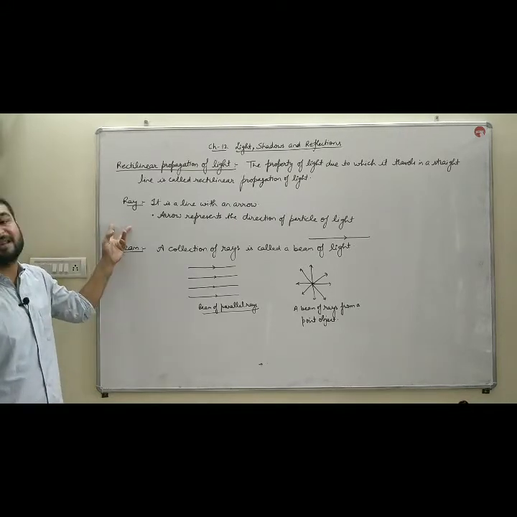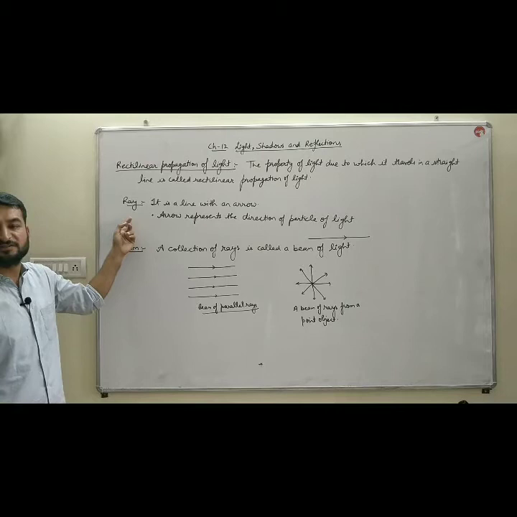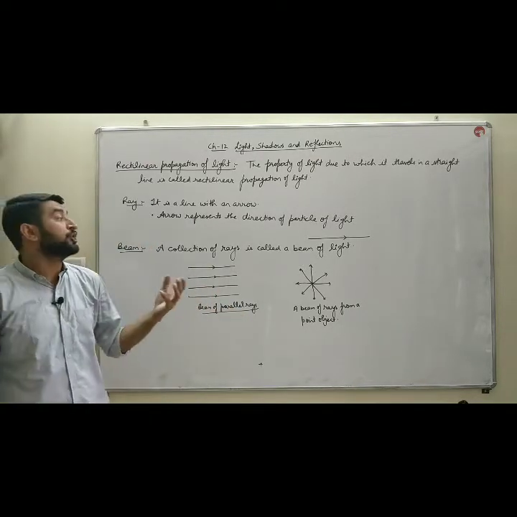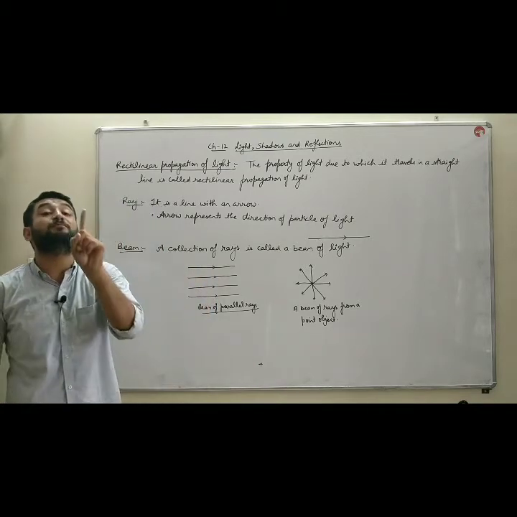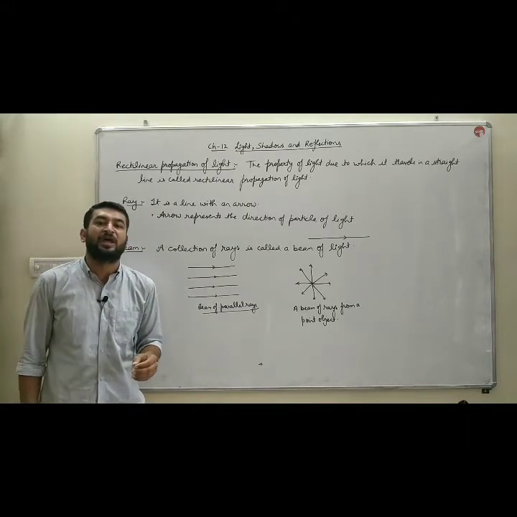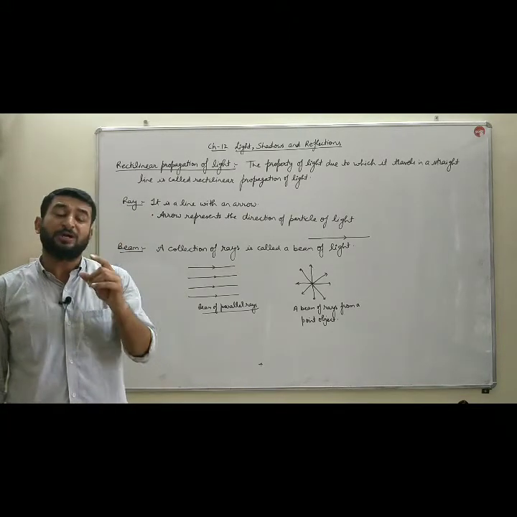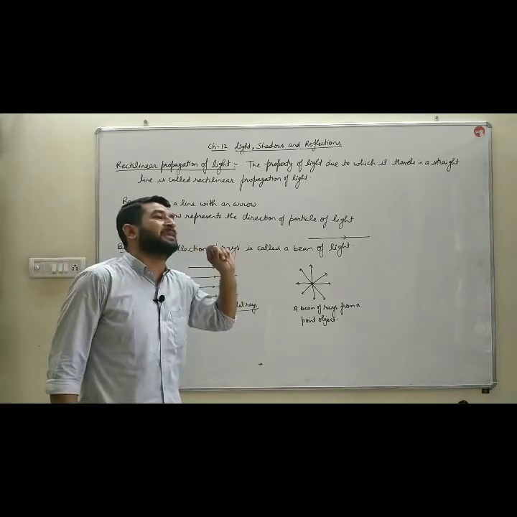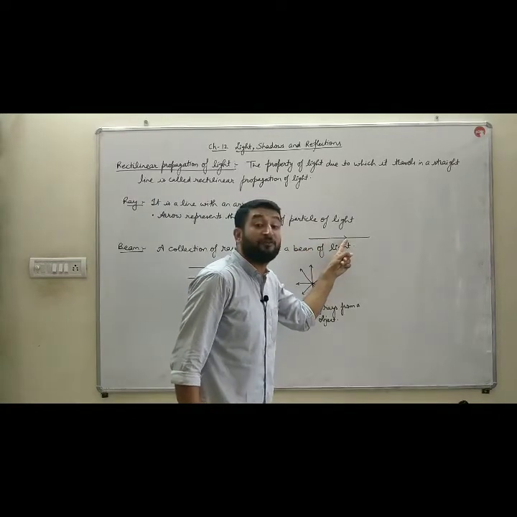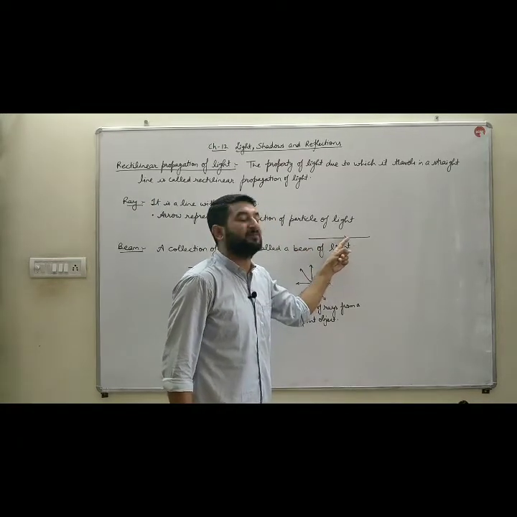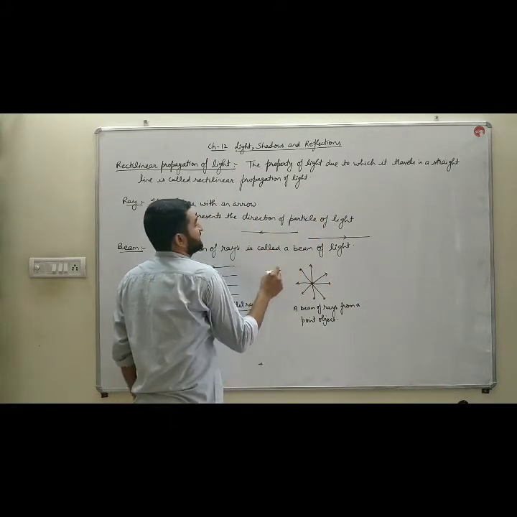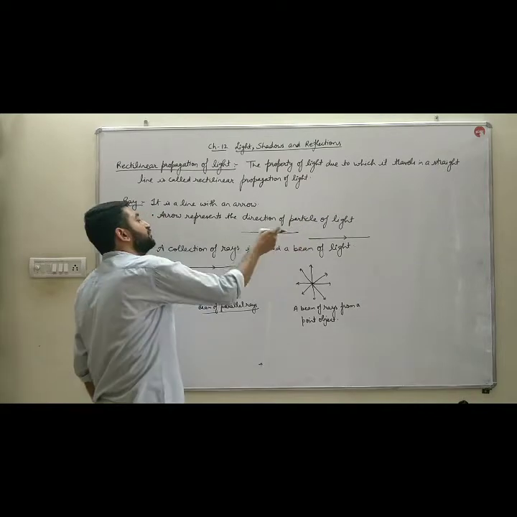Next we'll discuss what is a ray and what is a beam. What is a ray first? It is a line with an arrow, and that represents the motion of a single particle of light. Light is also made up of particles, and the particles are known as photons. So the motion of one particle of light is represented by a ray. The arrow of a ray represents the direction of light. That means light is traveling from left to right. And if this arrow is in the other direction, that means light is traveling from right of the screen to left.